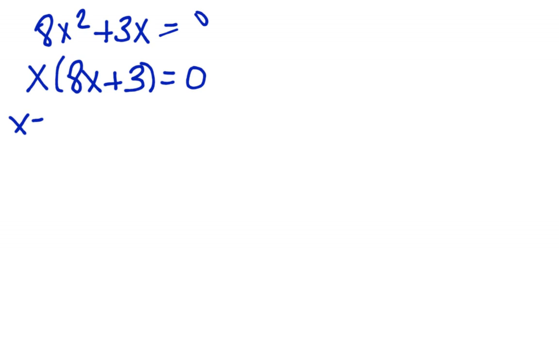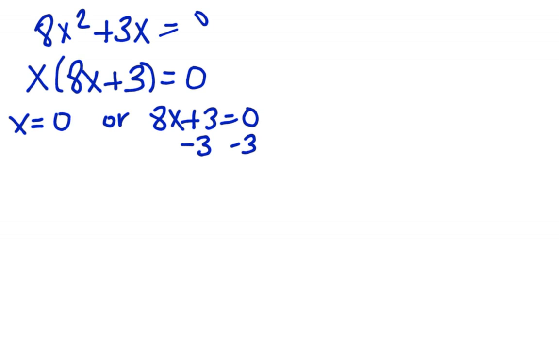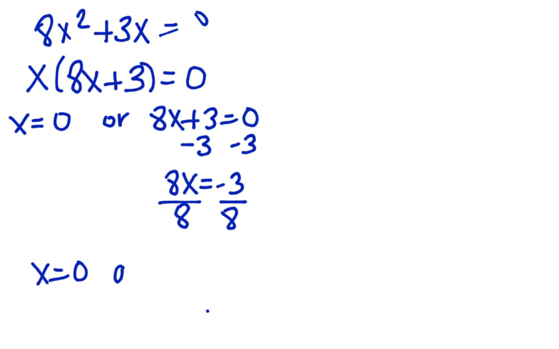So now we can take one part and say x is equal to 0, or we can say that the 8x plus 3 is equal to 0. That x equals 0 part is already solved. The second part needs to be solved for x. We're going to subtract 3 from each side, and that gives me 8x equals negative 3, and we're going to divide each side by 8. So we have two answers: x equals 0, or x equals negative 3/8.